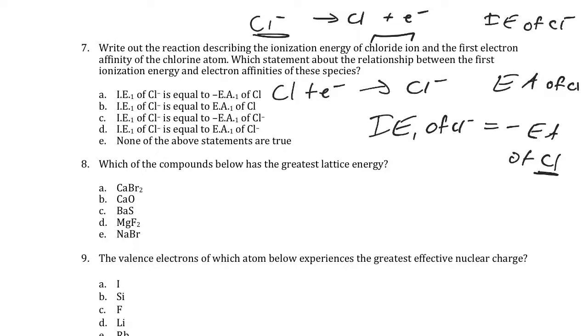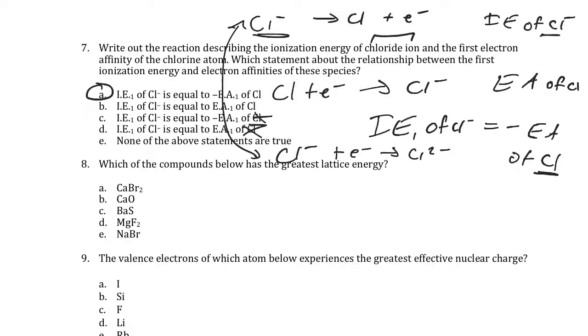Okay, the electron affinity of chloride would be adding an electron to Cl-. So the electron affinity of Cl- would be this, adding another electron going to Cl2-. There's no connection that unites those two energies. So this is just nonsense for the suggestion of chloride ion for the electron affinity of chloride. So it's the IE1 of Cl-. The first ionization energy of chloride ion is equal to the negative of the electron affinity of Cl.